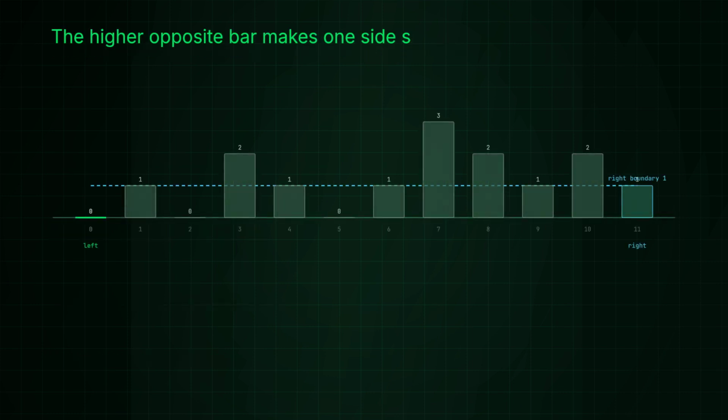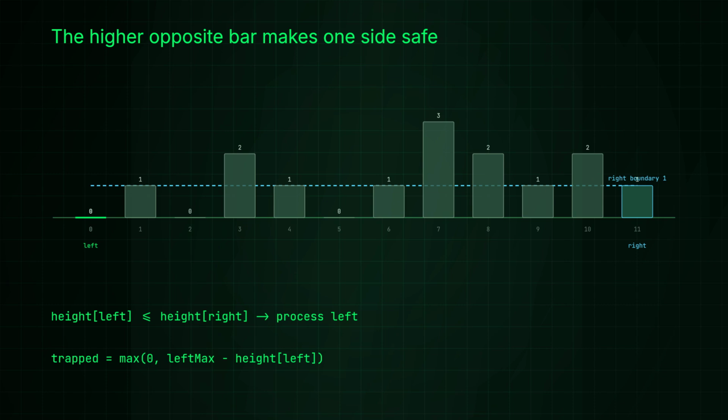Place left and right at the ends. Compare the current bar heights before deciding which index can be finalized. If the left bar is no taller than the right bar, the current right bar already guarantees a right boundary at least as high as the left bar. Therefore, the right side cannot be the missing boundary for this left position.